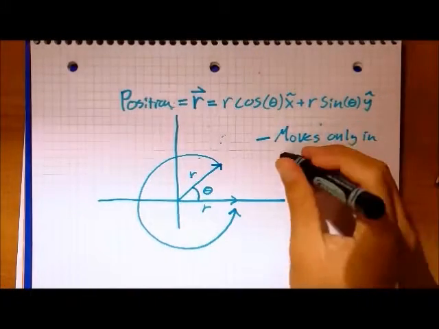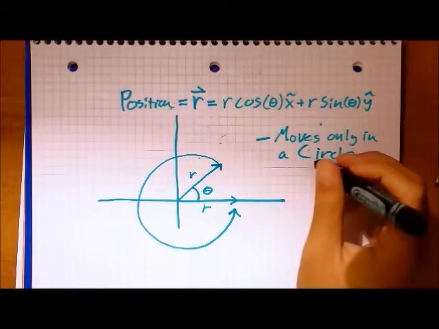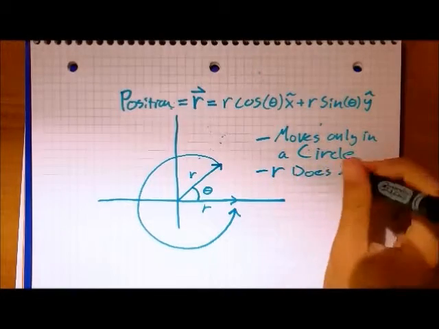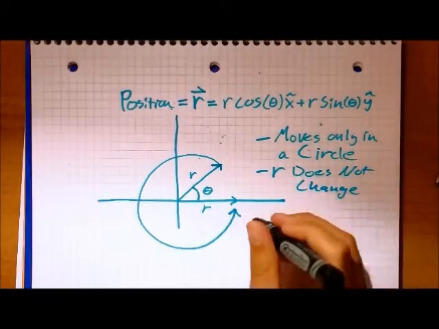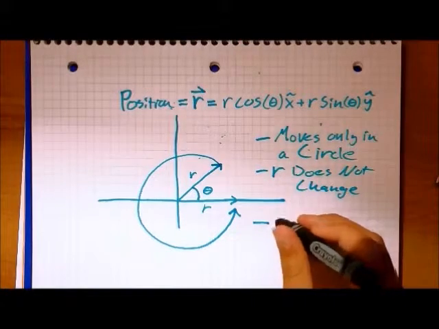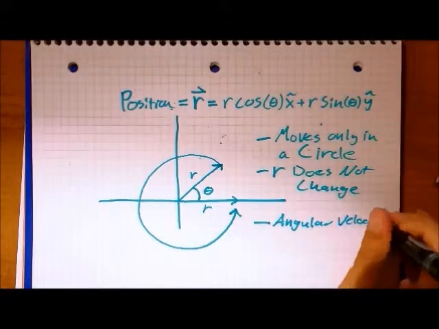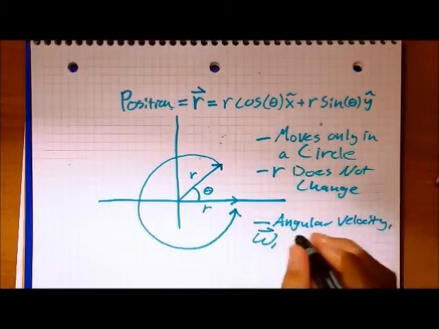We can immediately notice a couple of things about our equation: that it moves only in a circle, which makes things easy, that the radius does not change, and that the angular velocity is constant. We can easily graph this in an x and y coordinate plane as shown.